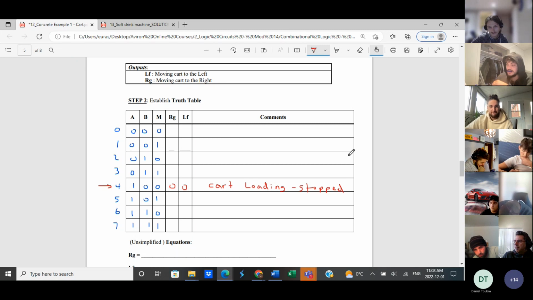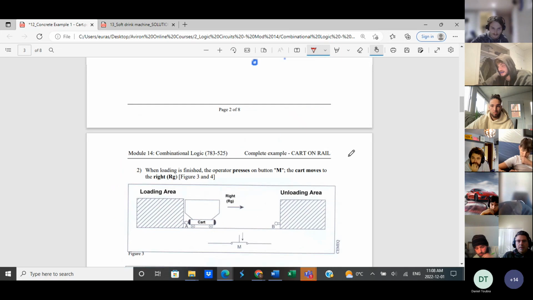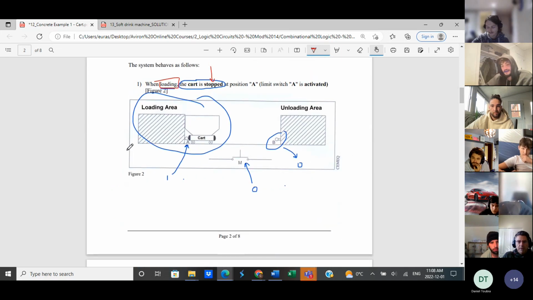So far, so good? Yeah. So let's go to the second scenario. Second picture. That was the first one.